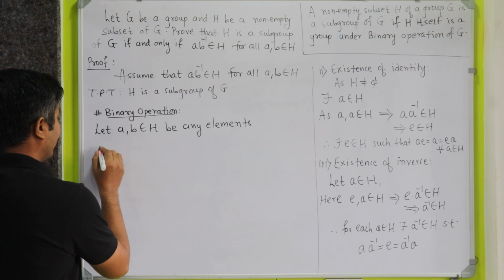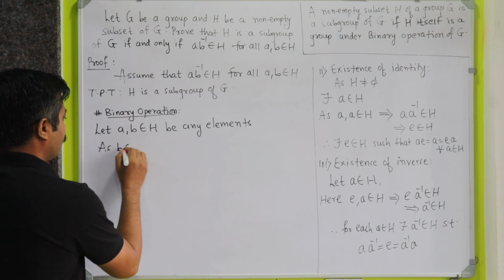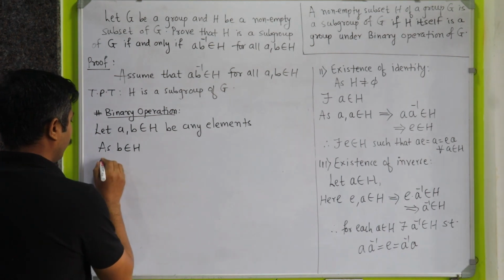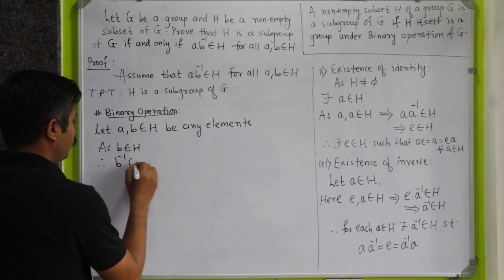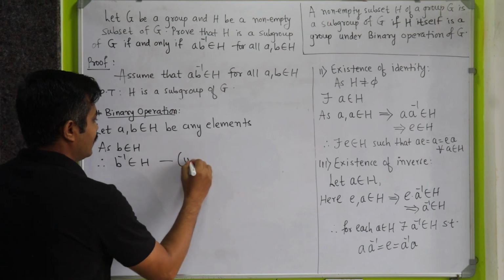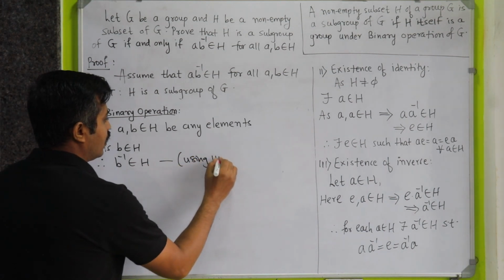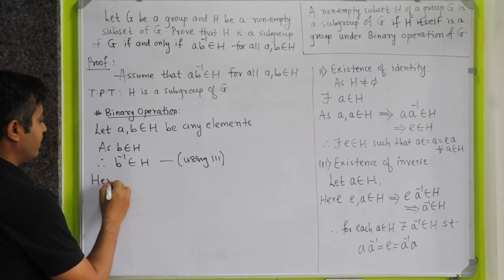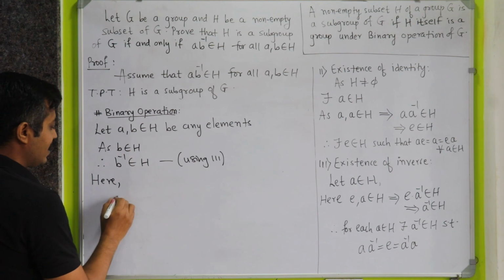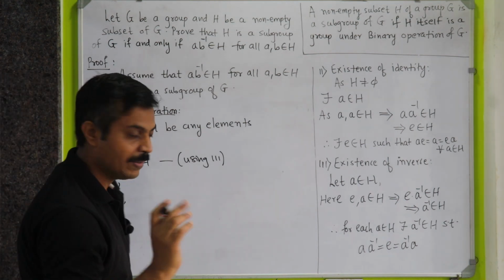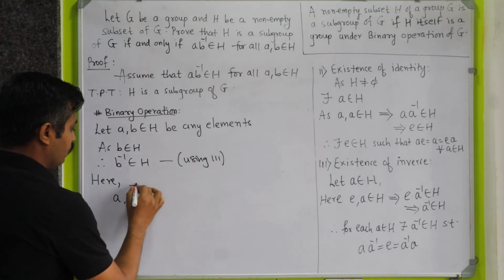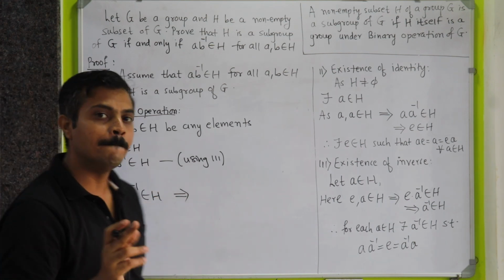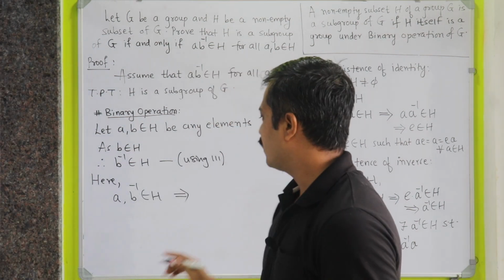So we will say here, as b is a member of H, therefore b inverse is also in H. You can say this is using 3, that is the existence of inverse property. Now here what do we have is, we have a is already a member of H, remember. Now we have shown b inverse is also a member of H. So what it will imply?